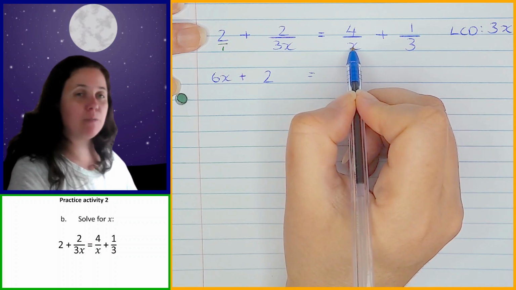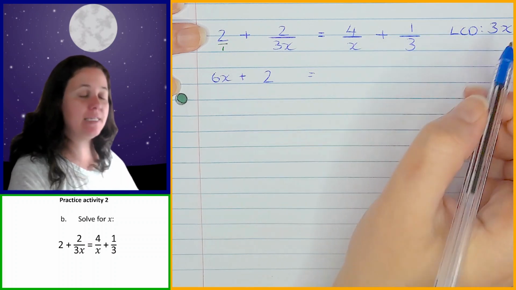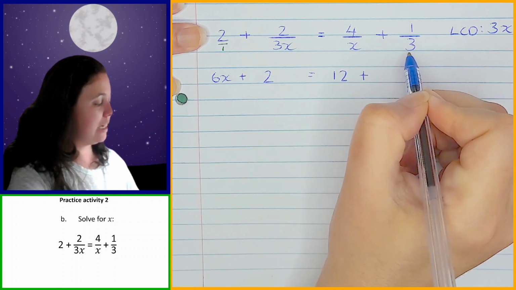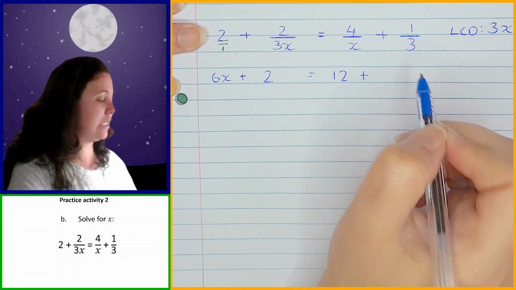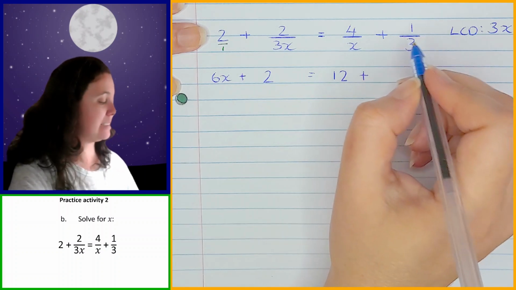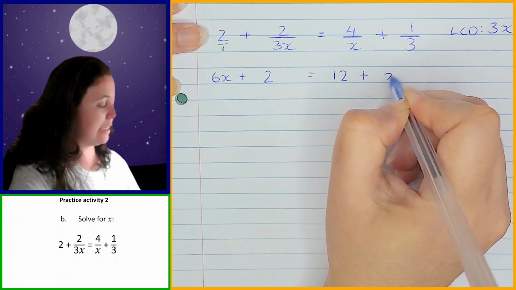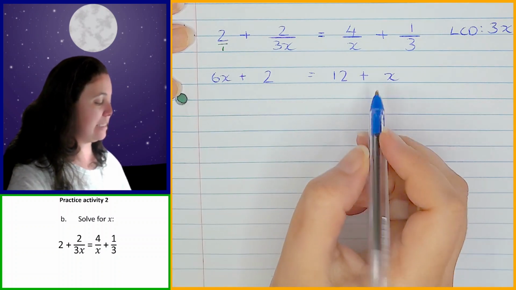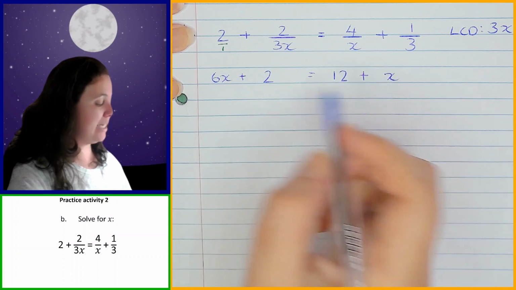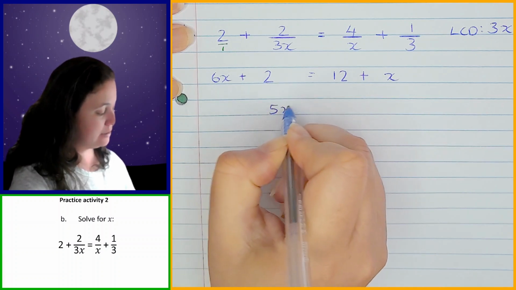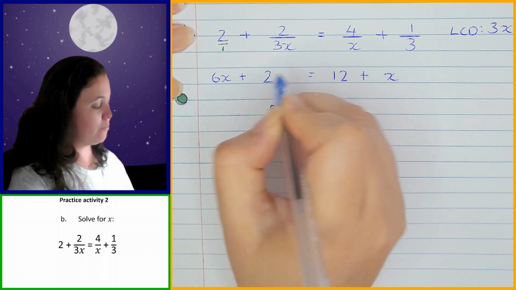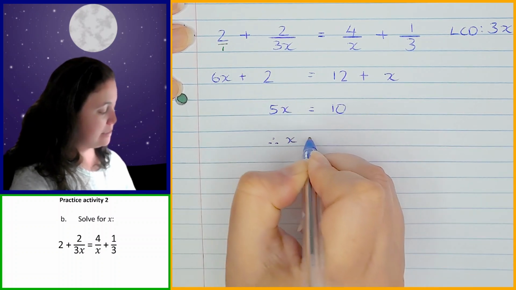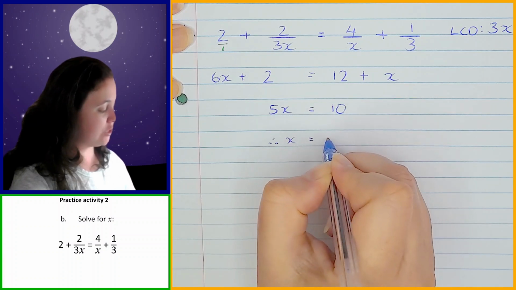Then over here, I need to multiply x by 3 to get 3x. So I'm going to times the top by 3, and that gives me 12. Plus, I need to multiply 3 by x to get 3x. So I'm going to times the top by x, and that gives me 1x, or just x. Okay, so now I have 6x plus 2 equals 12 plus x. So 6x minus x is 5x equals 12 minus 2, which is 10. So now I can say, therefore, x is equal to 10 divided by 5, which is 2.